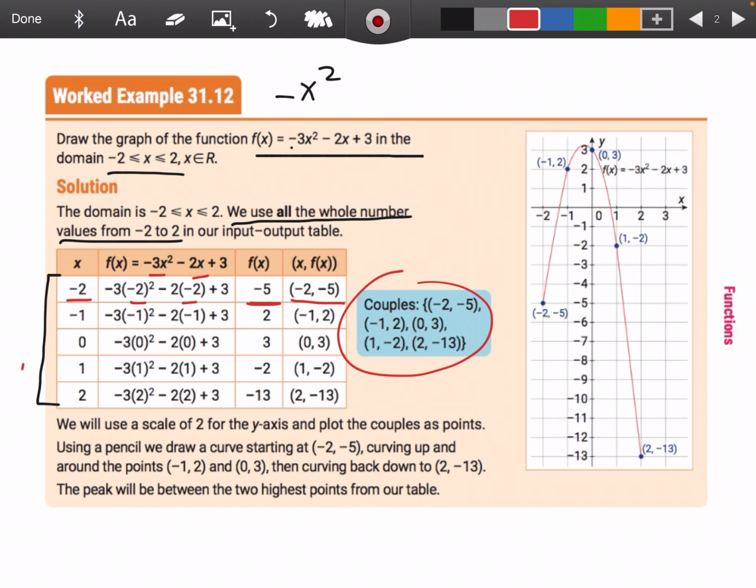Just keep that in mind: you're not joining the points, and it's not going to look like a point on a mountain, for example. It has to be a sweep or a curve. It's called a parabola. That's the name for it.